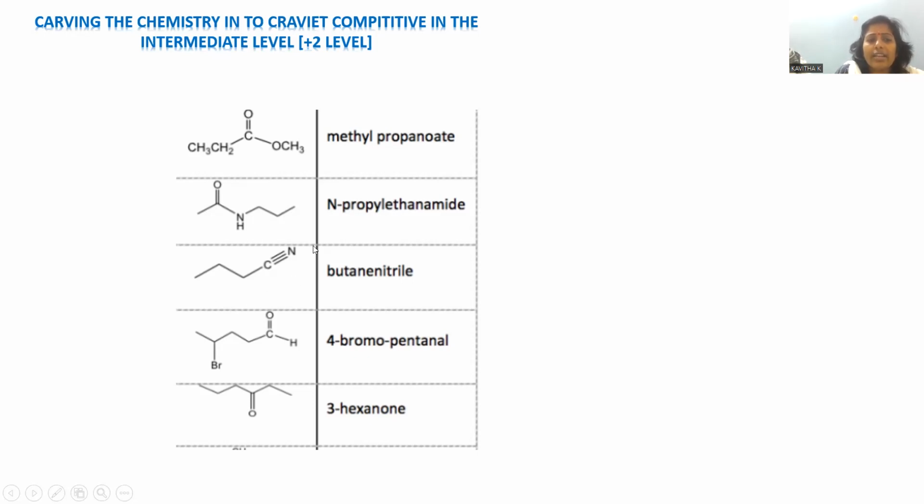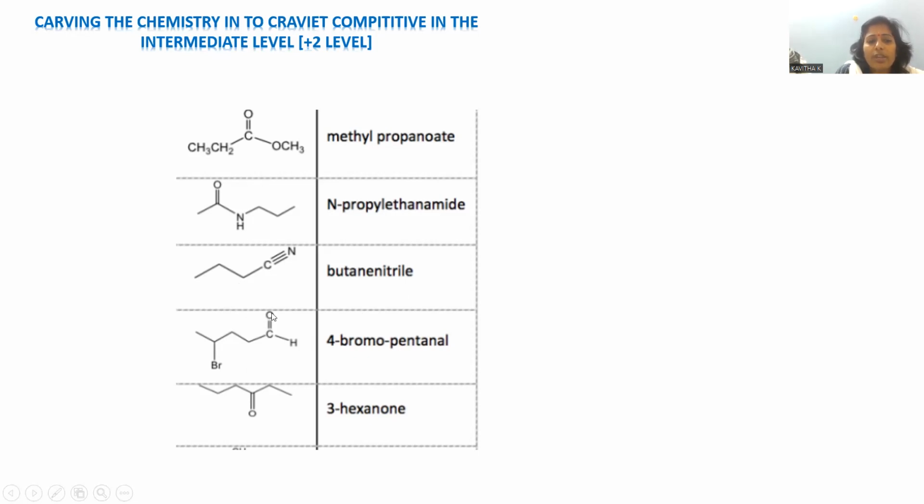Next is about nitrile. Whenever a nitrile is taken, we have to consider the nitrile carbon also in the carbon chain. So this is also part of the carbon chain: 1, 2, 3, 4 carbon chain, where we can find the nitrile. Alkanenitrile is the general IUPAC name for nitriles. Here it is a 4 carbon chain, so we mention butanenitrile. The IUPAC name of the compound is butanenitrile.